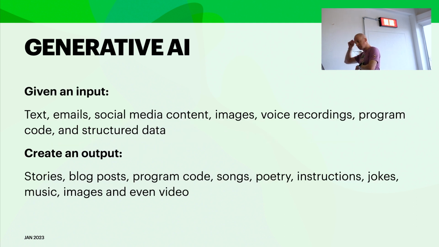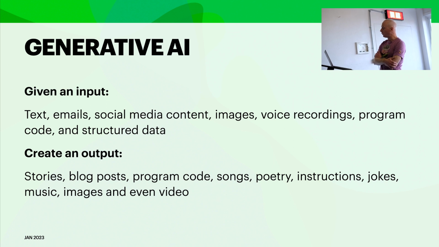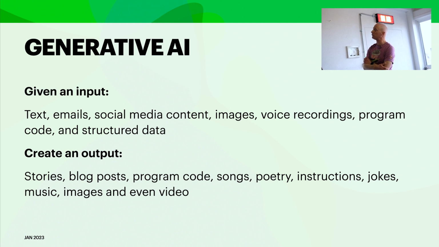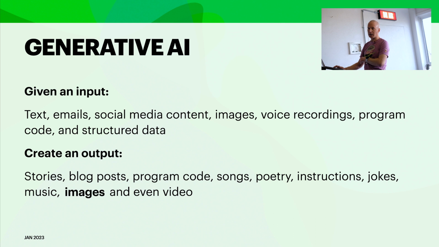Essentially, generative AI, when given an input, is able to create an output. In this example, given text, email, social media content, images, or voice recordings, it's able to generate stories, blog posts, programs, songs, poetry, a lot. At the bottom you've got music, images, and even video. We're going to deal with images. That's the part of generative AI that we're going to look at.